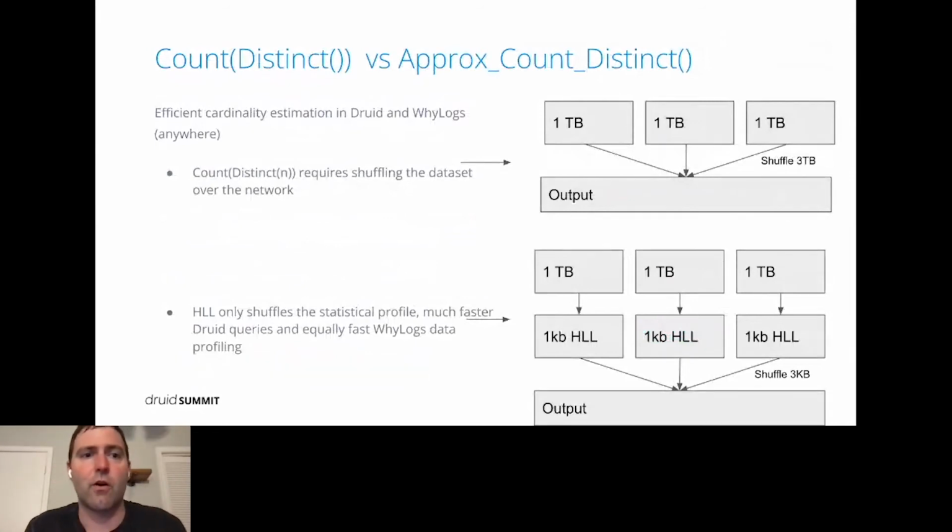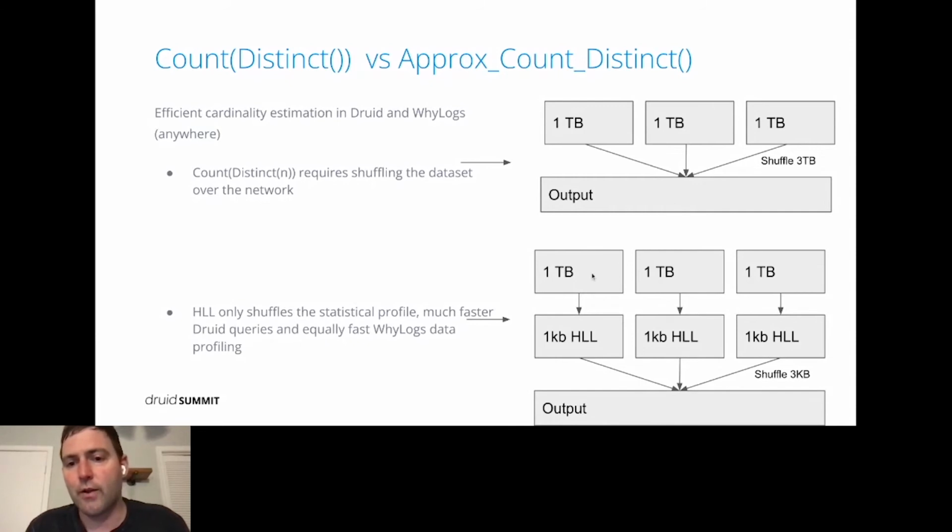Let's use Hyperlog and compare what it takes to do a count distinct versus an approximate count distinct. Now, in the Druid world, if you wanted to do a count distinct and you had 3 terabytes of data, it turns into a little bit of a classic MapReduce. You need to sort and shuffle 3 terabytes of data over the network in order to determine how many unique values you actually have.